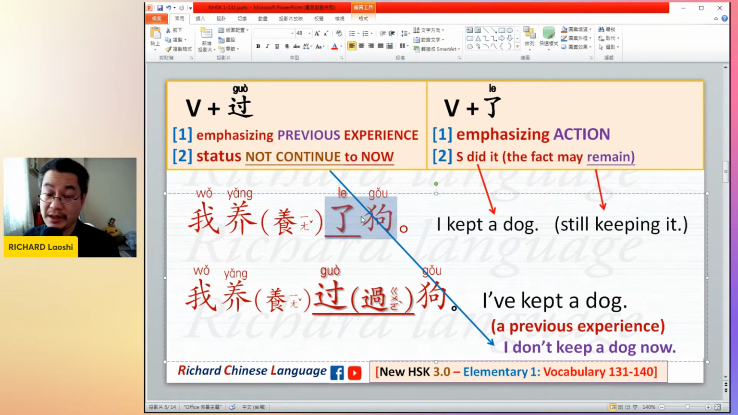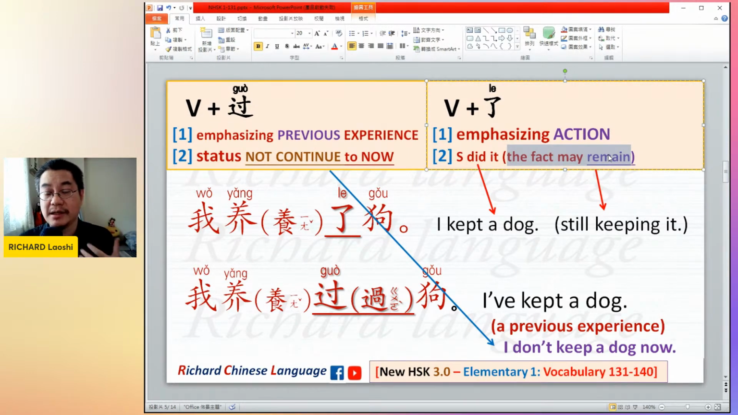我养了狗. Then the situation, the fact still remains. Like 我养了狗. That means, yeah, I adopted a dog. I kept a dog, and I'm still keeping it. So 我养了狗.